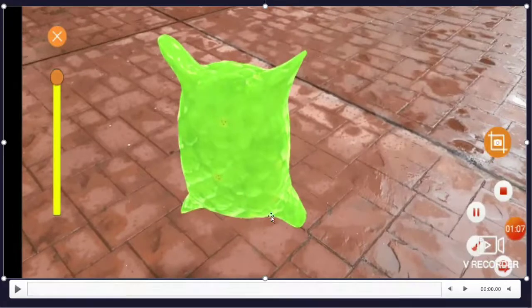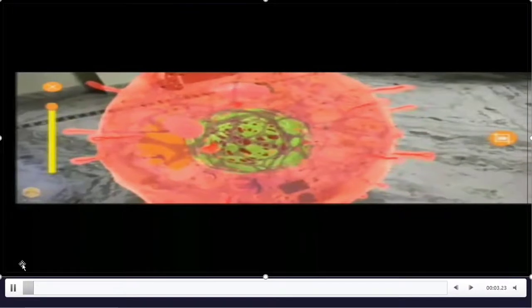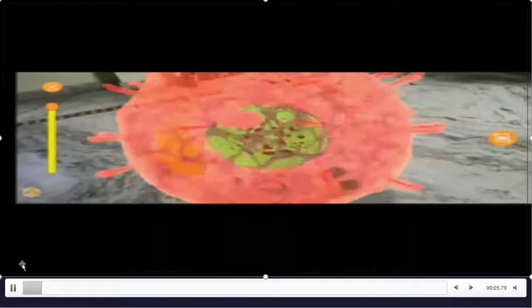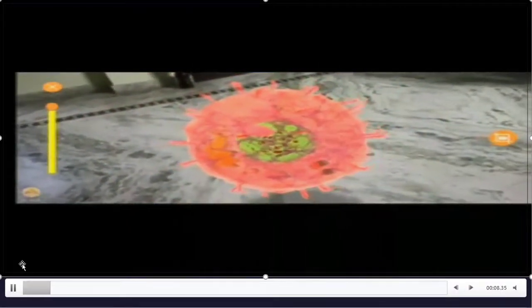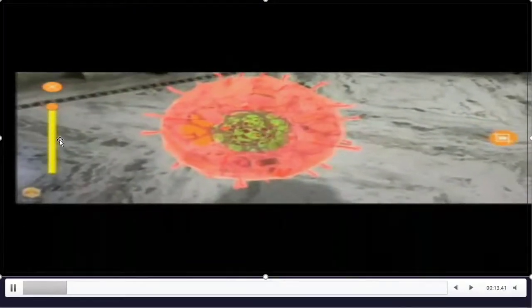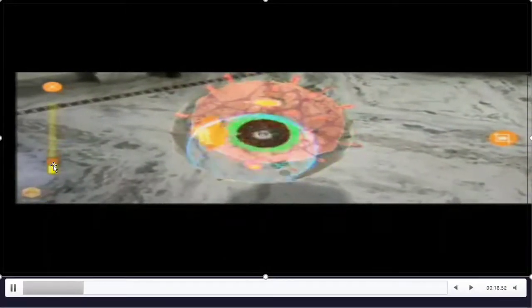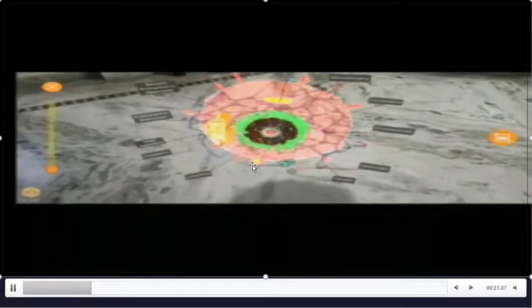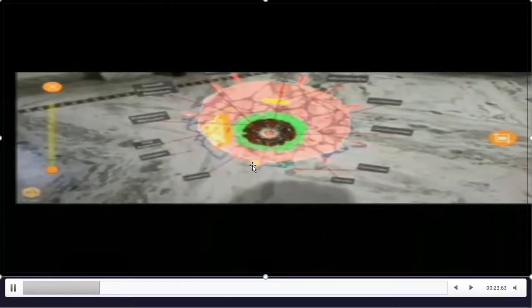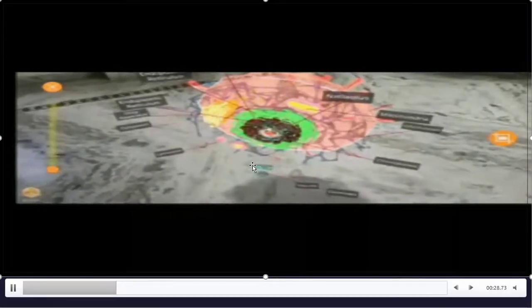Okay, now I want to show you the animal cell augmented reality video. Observe this carefully. This is the animal cell, and this video is also taken from the Aries app. If we want to see the inside structure, we have to drag this line like this. Then you will observe the internal parts of the animal cell. Observe it closely.